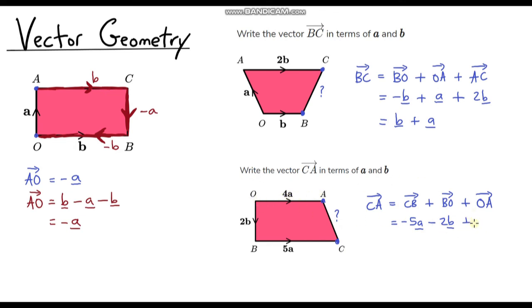So plus 4a. Okay, so finally, let's just clean this up a bit. So we've got negative 5a plus 4a. Well, that's negative 1a, or just negative a. And then we've got negative 2b. So that is our final answer, negative a minus 2b.